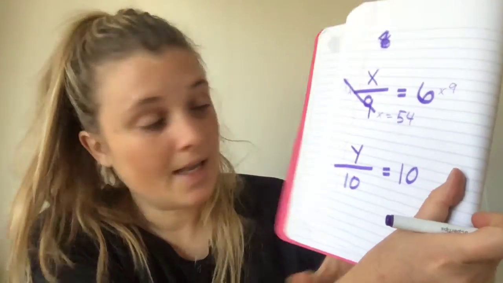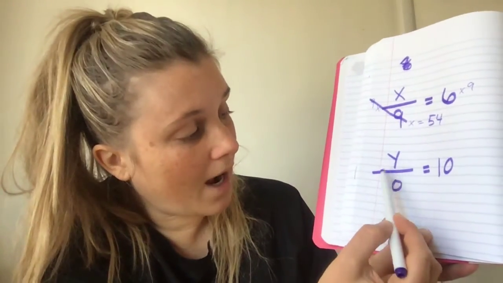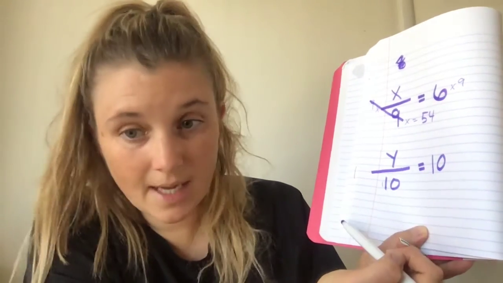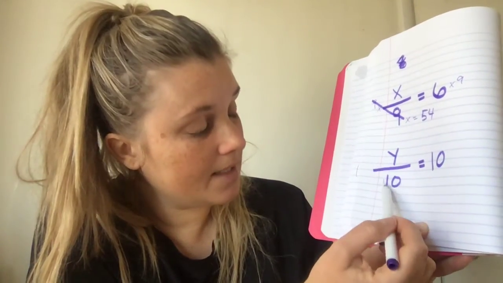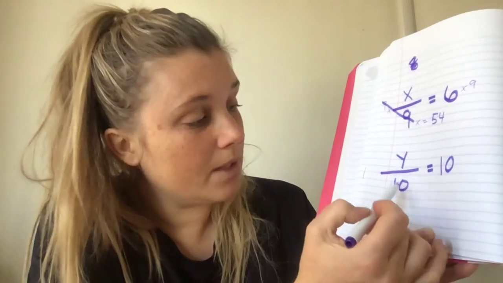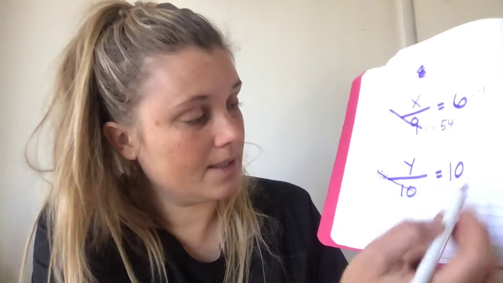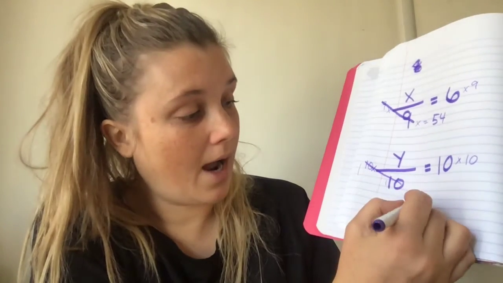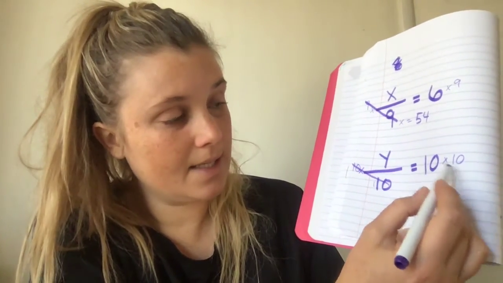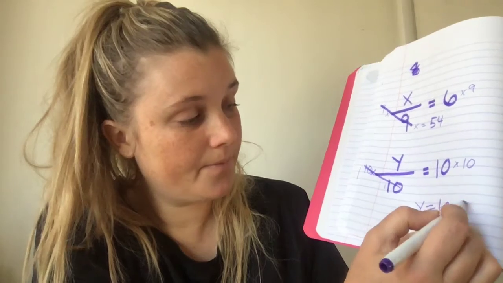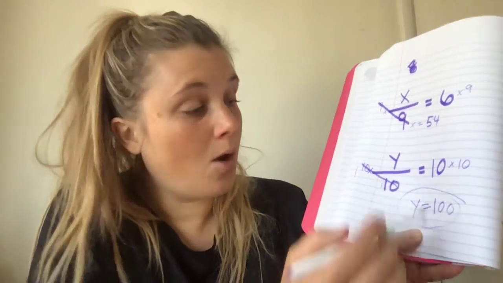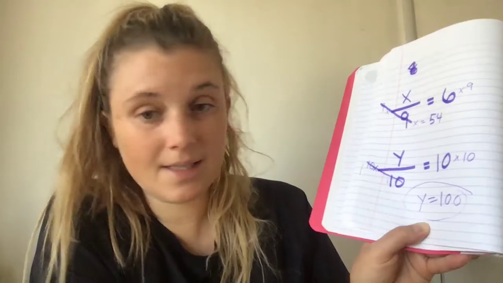Yes. Okay. We have y divided by 10 equals 10. This is divided by 10. So what do we need to do? We need to multiply by 10. So then we can cross that out. Multiply that by 10. y equals 10 times 10, which is 100. Does that make sense? 100 divided by 10 equals 10. That makes sense. Okay, good job.